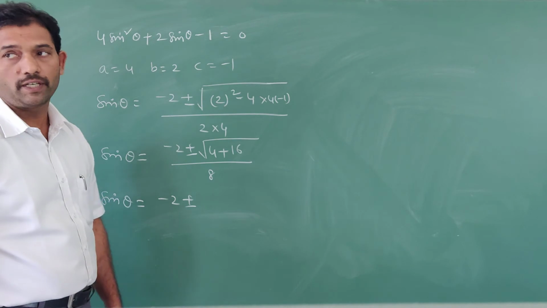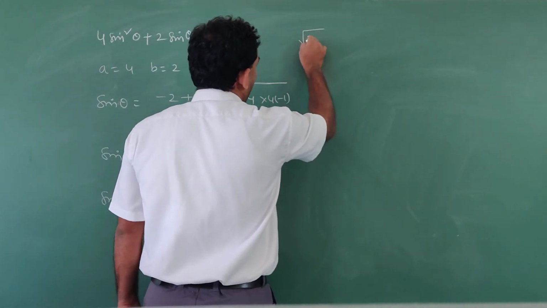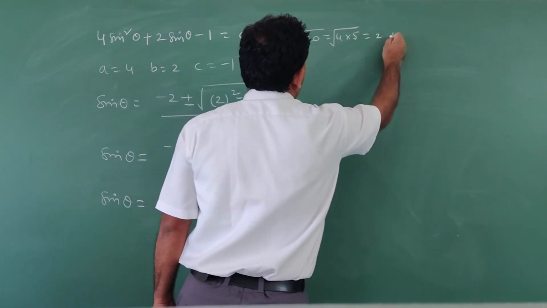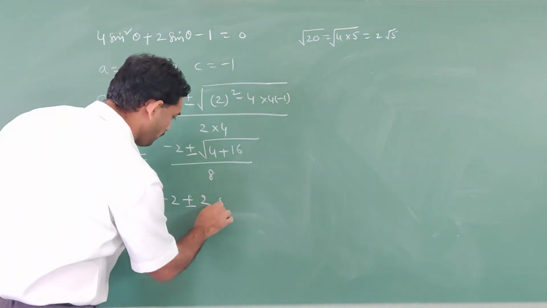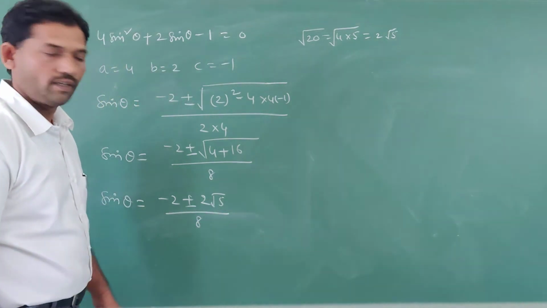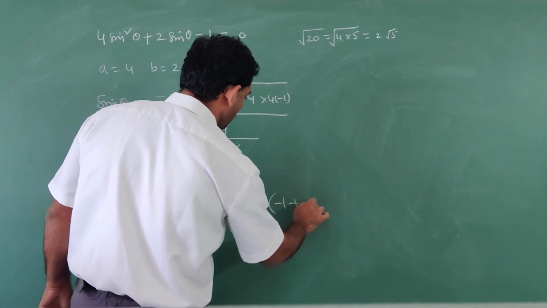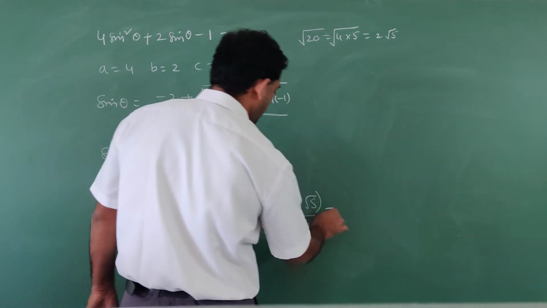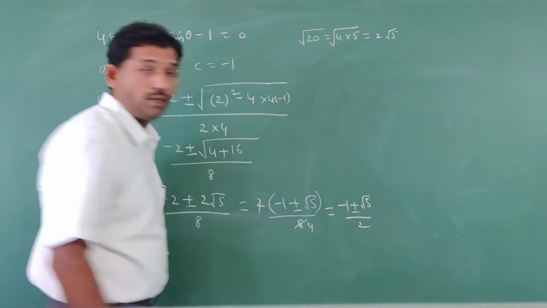4 plus 16 is 20. So root 20 can be written as 4 into 5, and 4 into 5 means 2 into root 5. So you can write directly 2 into root 5 divided by 8. Now 2 is common, so cancel. Minus 1 plus or minus root 5 divided by 8. So 2 fours are 8. So how much is the value? Minus 1 plus root 5 divided by 2. You take the positive value.